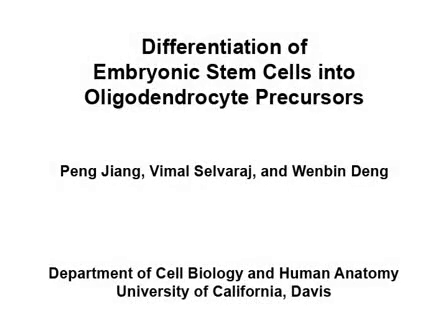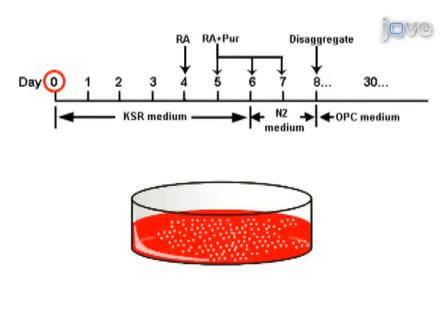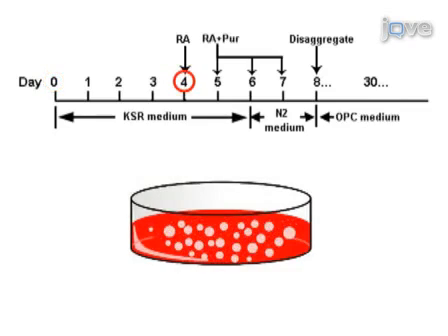The overall goal of the following experiment is to generate oligodendrocyte precursors from embryonic stem cells via a series of culturing steps over 30 days. This is achieved by first generating embryoid bodies from mouse ES cells to initiate cell differentiation. As a second step, the embryoid bodies are treated with the small molecules retinoic acid and purmorphamine, which induce the directed differentiation of the cells into oligodendrocyte precursors.